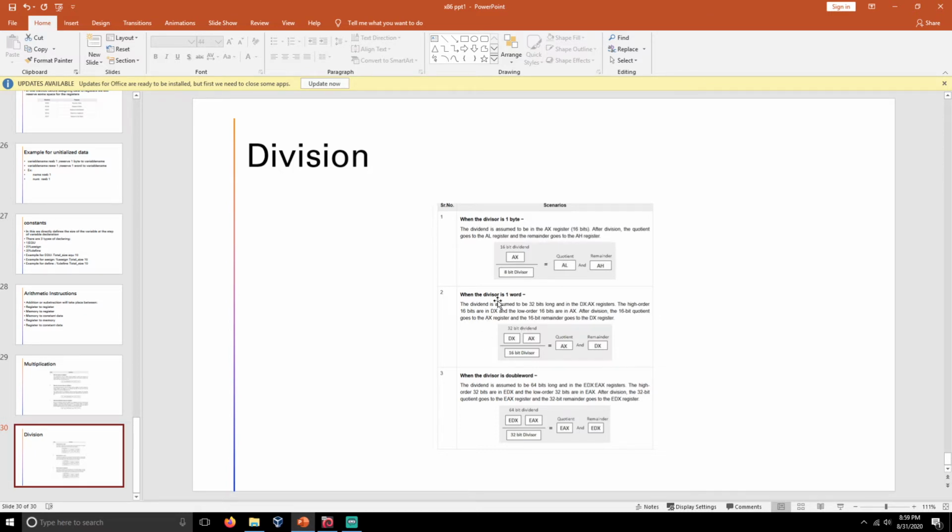And when the divisor is one word, this will be the scenario. Here the divisor is a word, so the dividend is 32 bits. If we divide these two things, AX will store the quotient and DX will store the remainder.